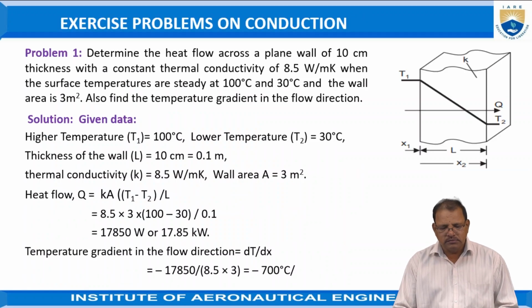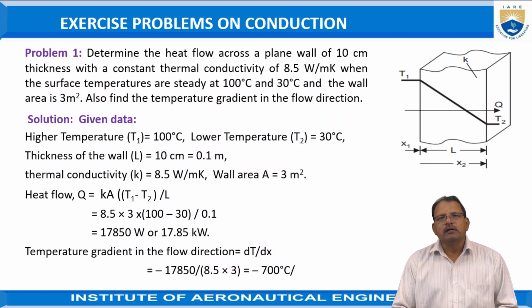Okay, based on Fourier's law, we are taking one problem. Determine the heat flow across a wall of 10 centimeter thickness with a constant thermal conductivity of 8.5 watts per meter per degree Kelvin, when the surface temperatures are steady at 100 degrees centigrade and 30 degrees centigrade, and the wall area is 3 square meters. Also find the temperature gradient in the flow direction.